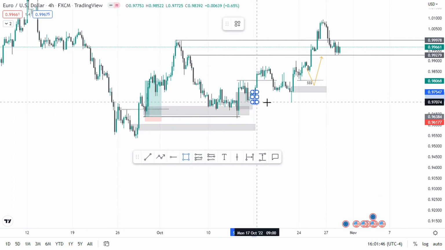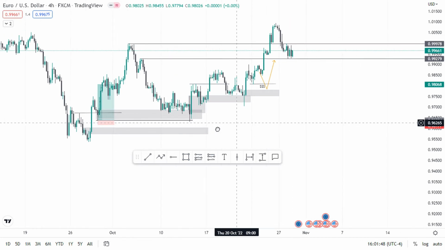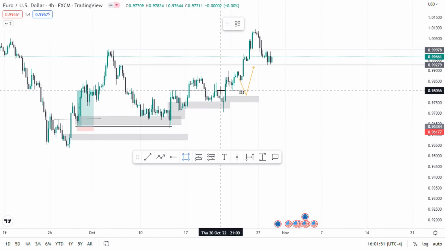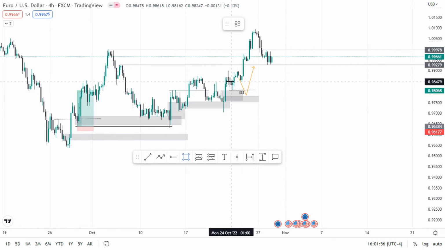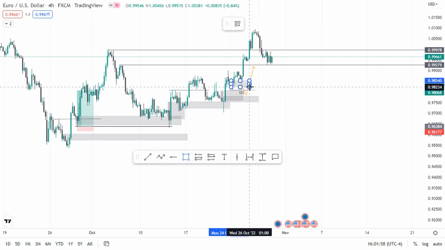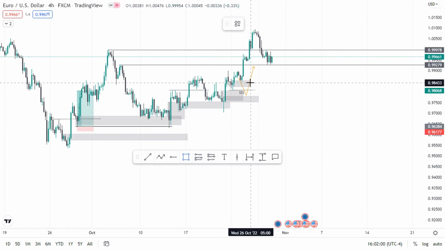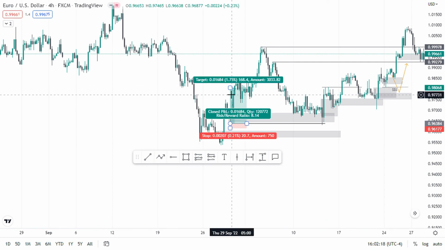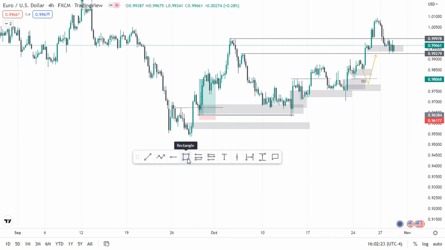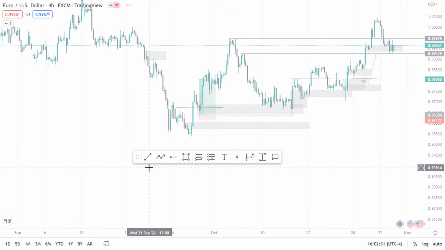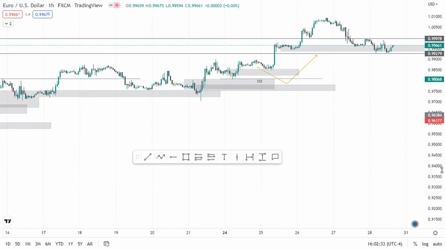We tested this little order block, tested this order block. This was another order block. This is another order block. So in a bullish scenario, those are the order blocks, and in a bearish scenario, you just flip it the other way. The bullish candles become the order blocks, and whatever the time frame is, it still remains the same concept basically.